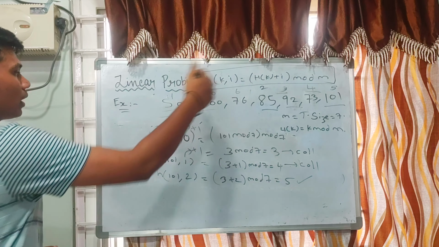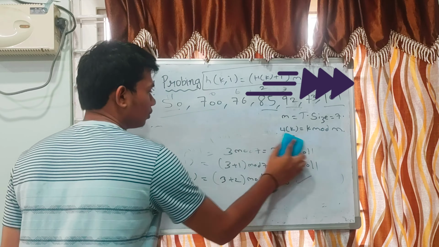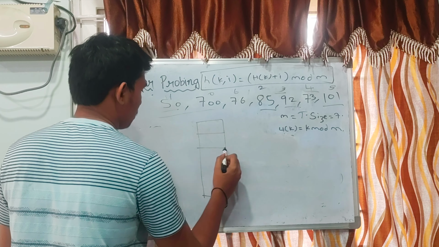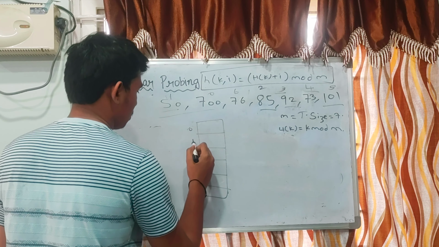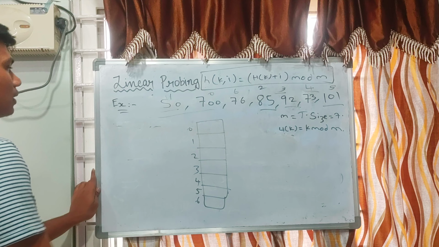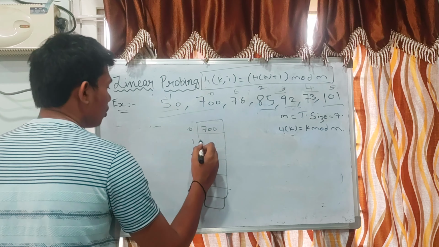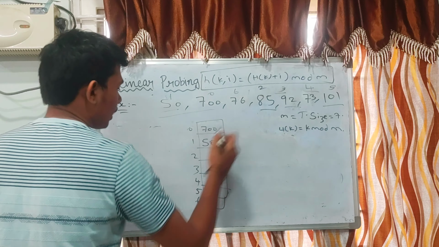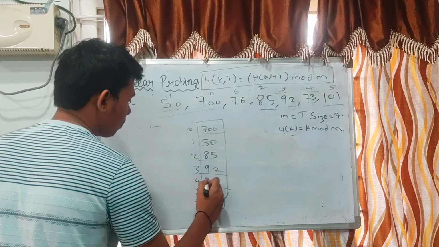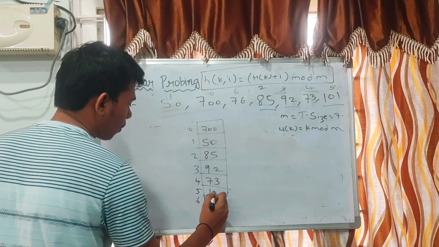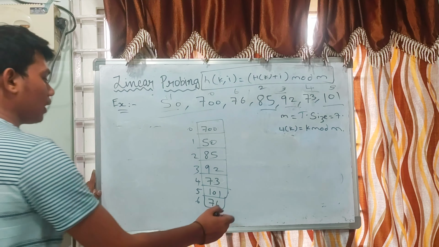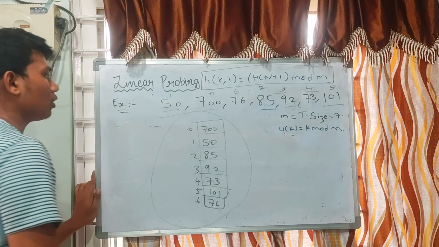Now we will generate the consolidated table for all these elements. At the 0th location we are placing 700, at the first location 50, at the second location 85, at the third location 92, at the fourth location 73, at the fifth location 101, and at the sixth location 76. In this way we have avoided the problem of collision using linear probing.